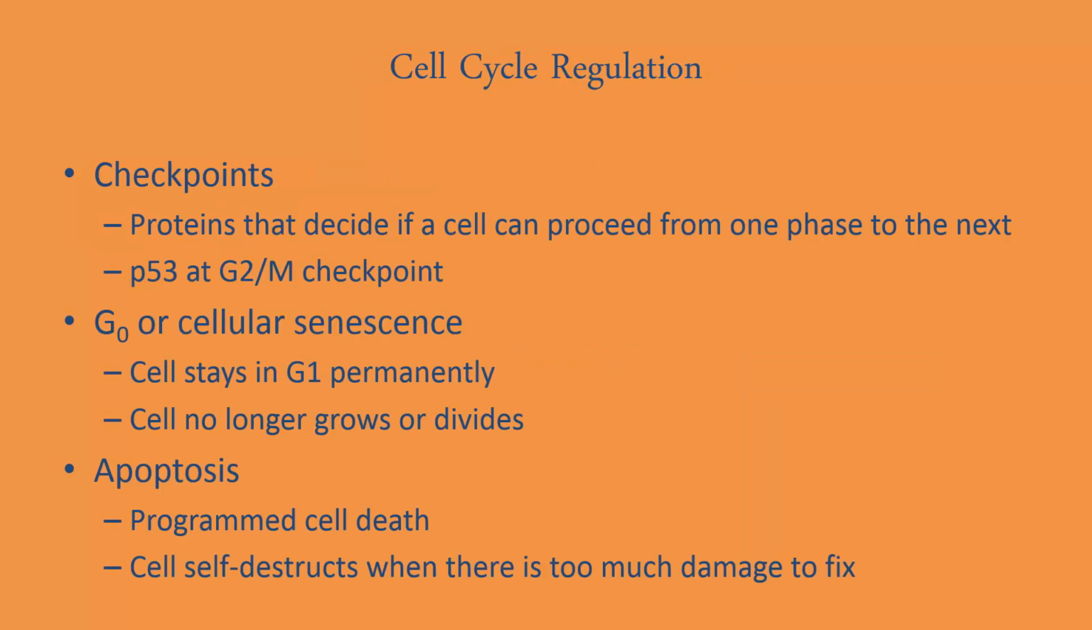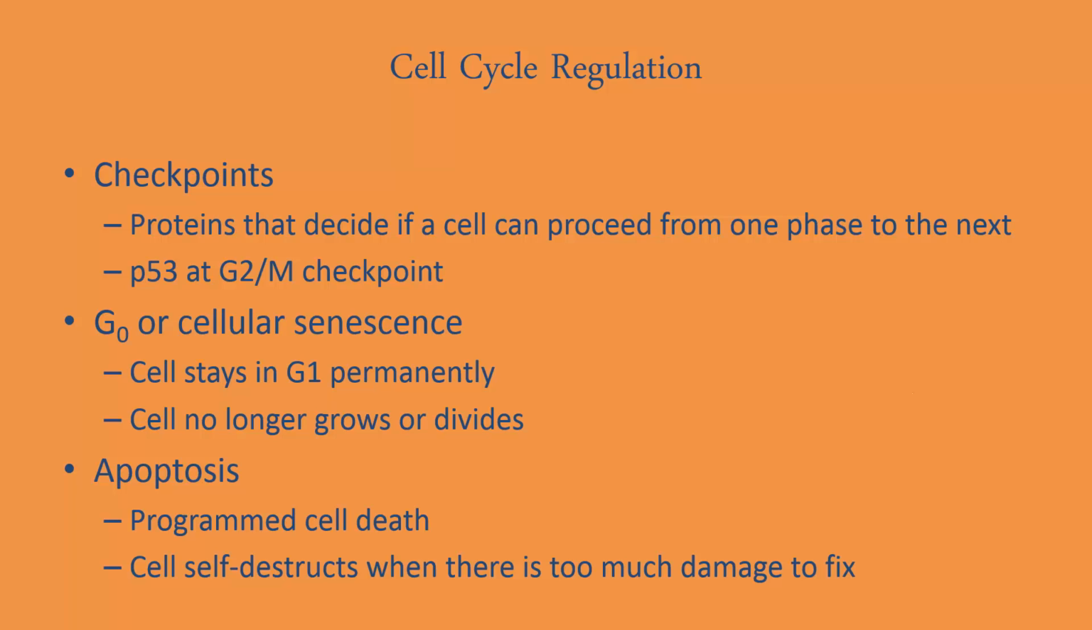So the cell cycle does regulate itself, and there are checkpoints to make sure that happens. So proteins are there as checkpoints, like little police officers or guards to make sure stuff is happening correctly. And they decide if a cell can proceed from one phase to the next. So from either G1, S, G2, and M, you can see there's different checkpoints along the way.